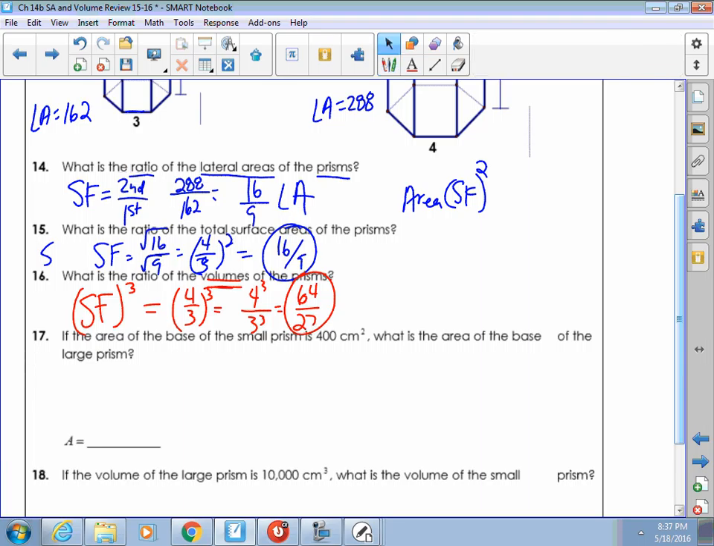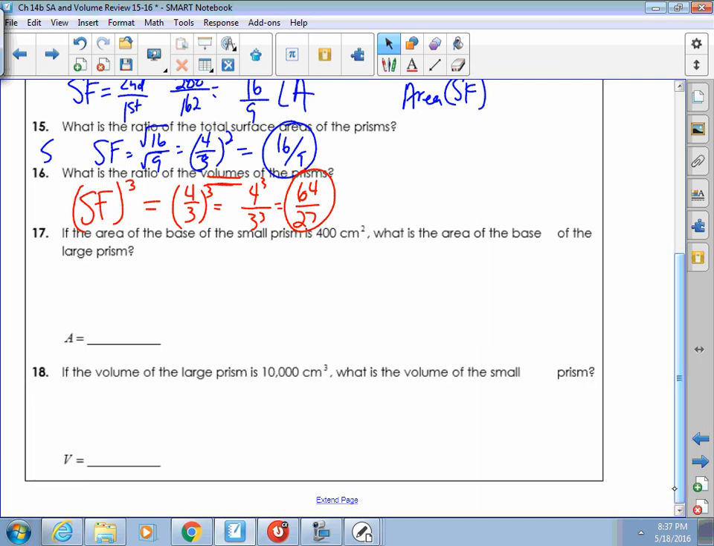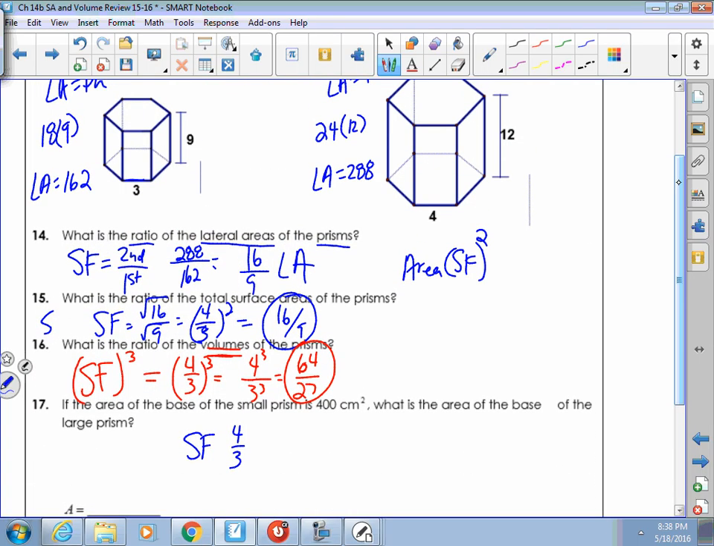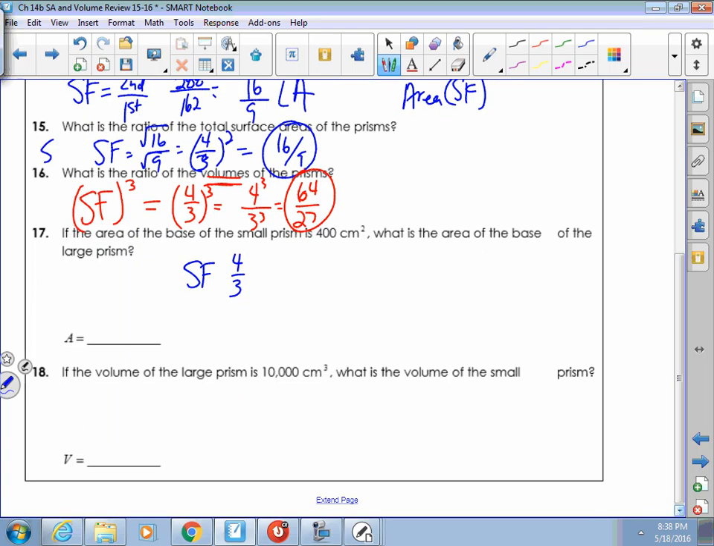On these last couple, they want us to use what we know about scale factors in relationship to area and volume to help find the new area or volume. My scale factor is 4/3. I'm not sure if you noticed, but on our picture, this is the side that's 4 and that's the other side, that's 3. Even if I looked at the 12 to 9, that reduces to 4/3. So our scale factor is 4/3. Here it says, if the area of the base of the small prism is 400, what's the area of the base of the larger?